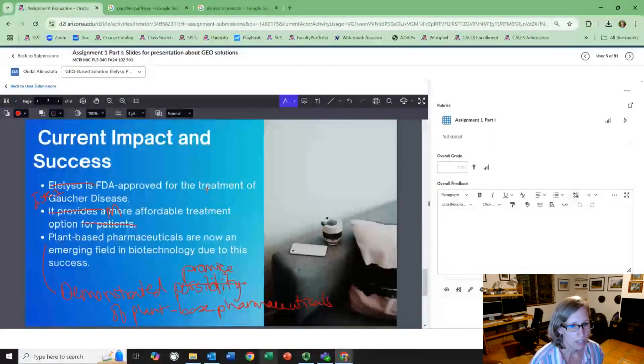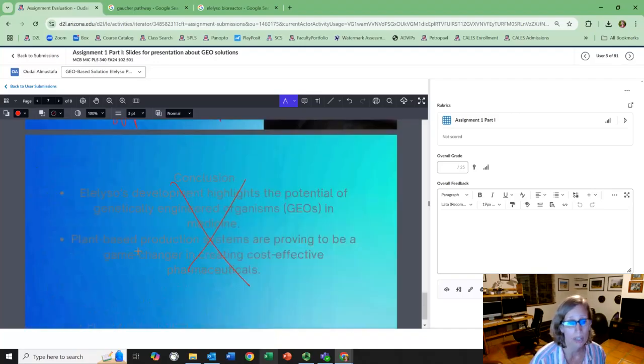Over here, so FDA approved for treatment of type 1 Gaucher disease, more affordable treatment option. And then here, I was trying to think of a more direct way of saying that, something like demonstrated promise of plant-based pharmaceuticals, something like that. Anyway, if you can think of a way to say it with fewer words, that'd be great.